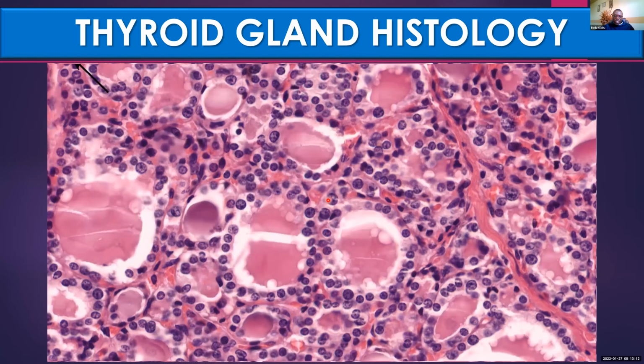Even in this field, those are parafollicular cells. That's a follicle, that's a follicle, that's a follicle, but that's a parafollicular cell. There are cells which do not surround the colloid. They are in between the follicles. Parafollicular cells also produce some hormone. Good. So that's the histology of the thyroid gland.